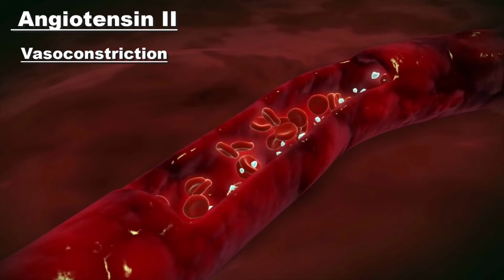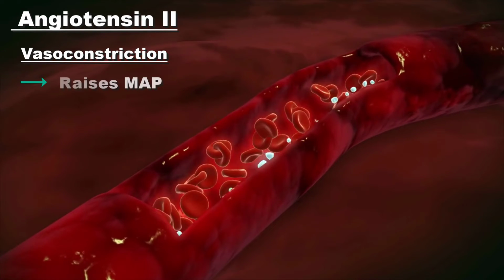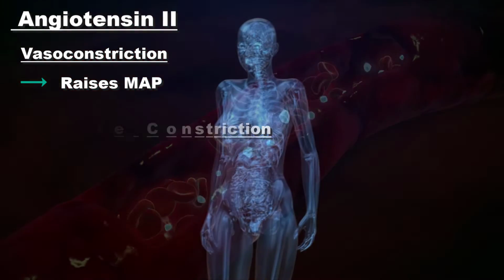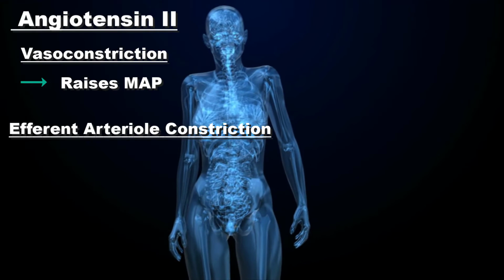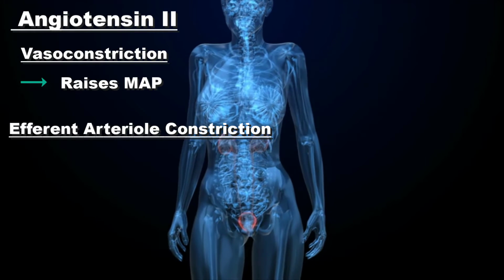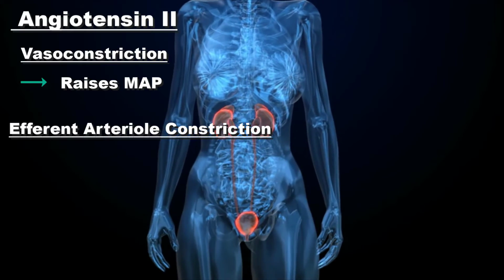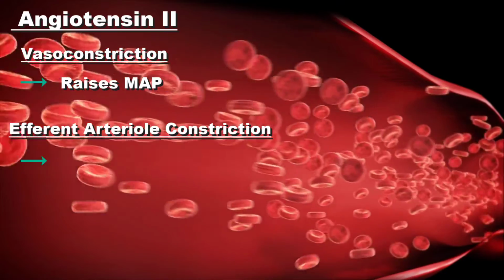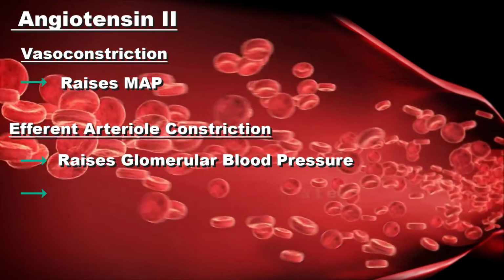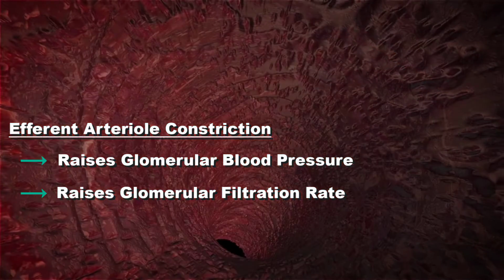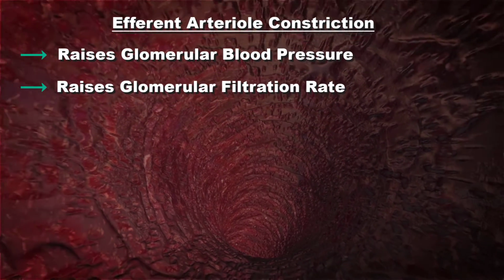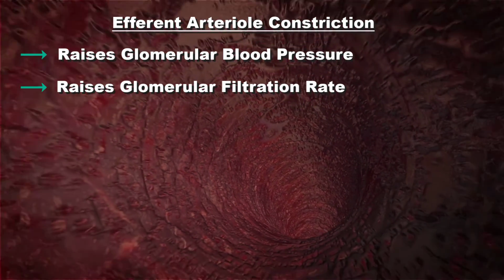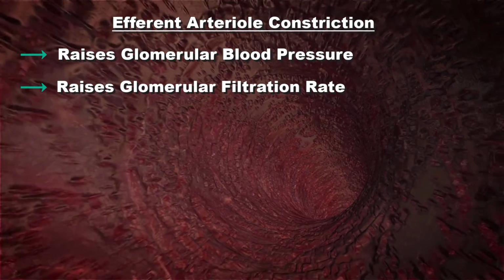Angiotensin 2 is a potent vasoconstrictor. Widespread vasoconstriction raises the mean arterial blood pressure throughout the body. In the kidneys, angiotensin 2 constricts the efferent arterioles and, to a somewhat lesser degree, the afferent arterioles. By constricting the glomerular outlet more than the inlet, it raises the glomerular blood pressure and glomerular filtration rate, or at least prevents a drastic reduction in the glomerular filtration rate, thus ensuring continued filtration of wastes from the blood even when the blood pressure falls.